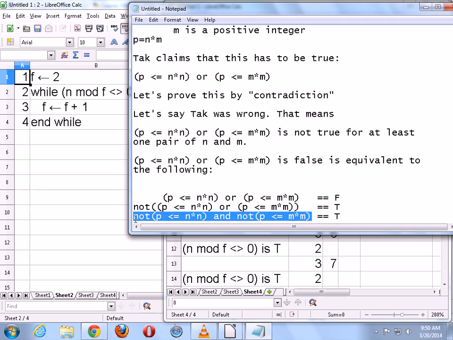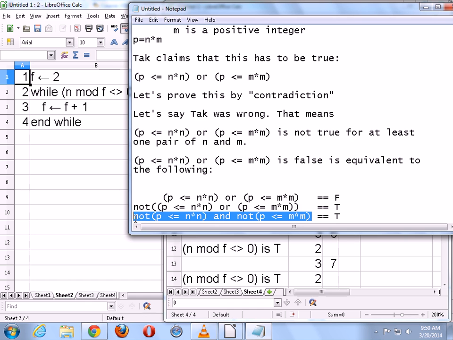So now we will do the same thing with this one here. A is true, not A is false. B is true, not B is false. False and false is false. Second row, A is true, B is false. Not true is false. Not false is true. We have false and true, which is false.